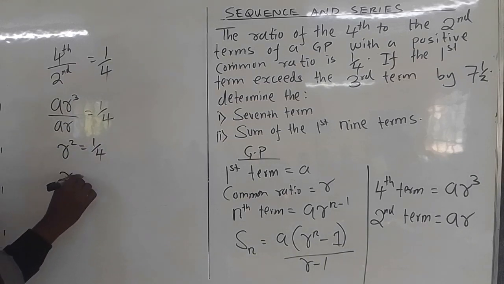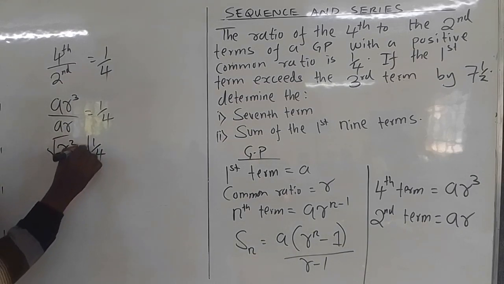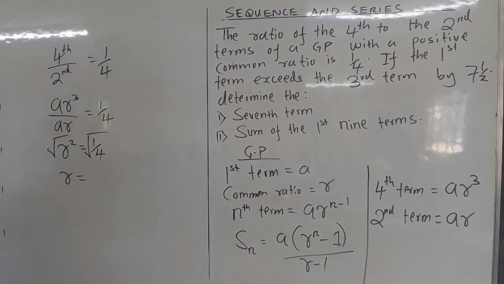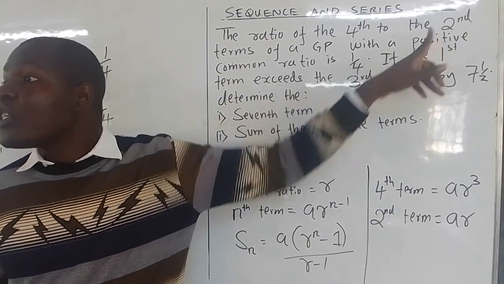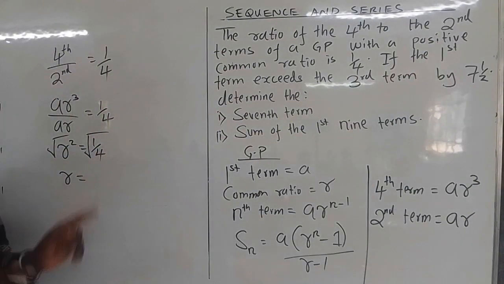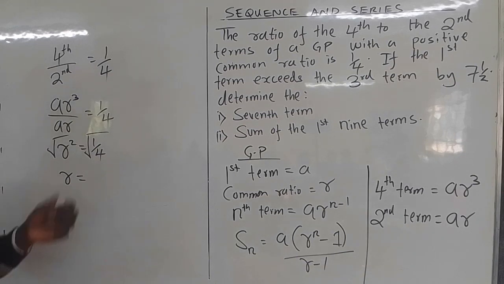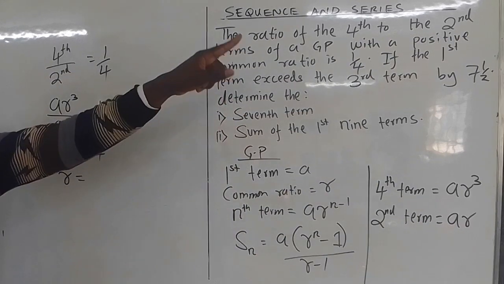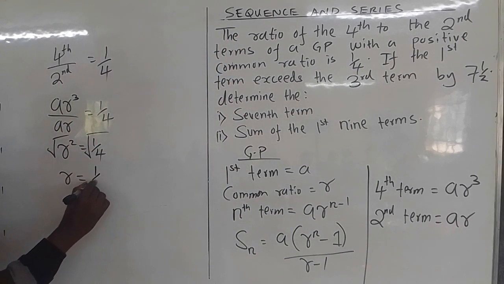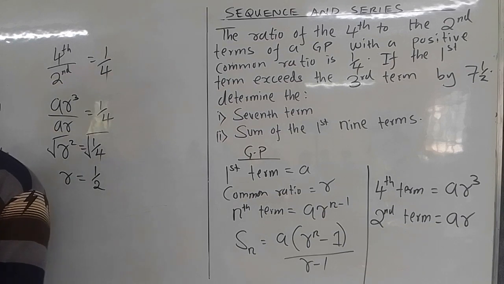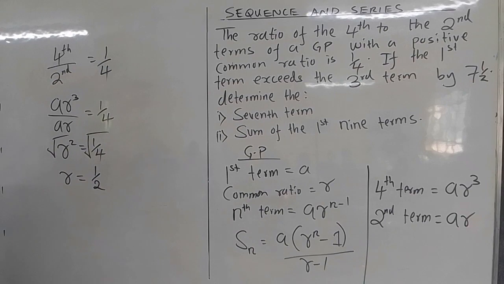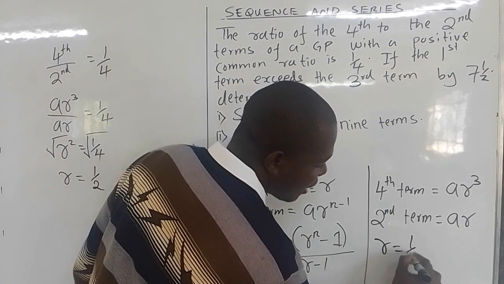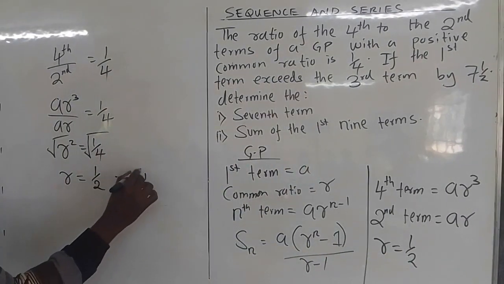So what is r? You find the square root on both sides, isn't it? r is plus or minus a half, but you've been told it is a positive common ratio, meaning r is positive. You take the positive answer, isn't it? Because here the square root of 1 over 4 is plus or minus a half, but we've been told it is a positive common ratio. So you take the positive solution, which is a half. Are we together there? So we found r, the common ratio. So from that statement alone, we found common ratio, equation 1.